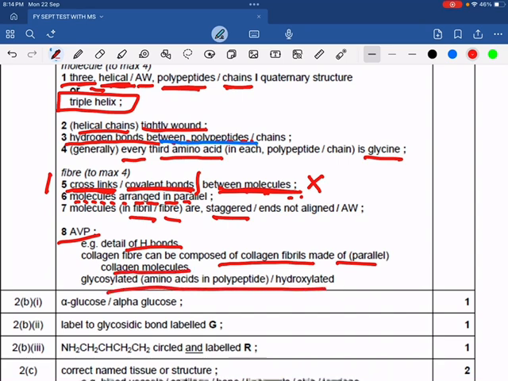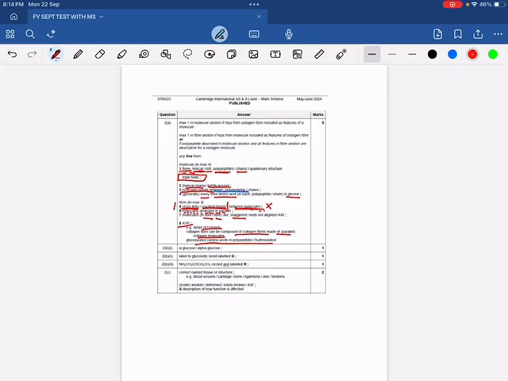I don't think anybody has mentioned this. So that's why many of you lost marks. So that is it. And now we move on to the very easy part of the question, which is, let me go back to the question.